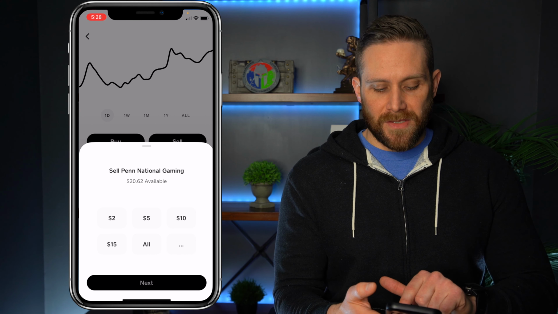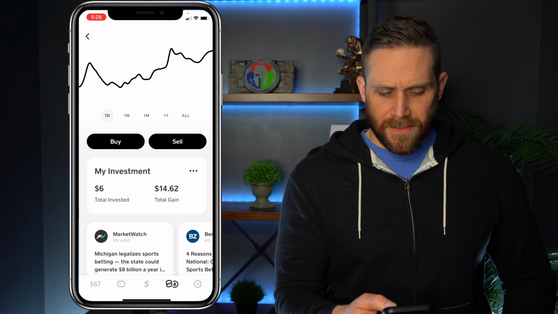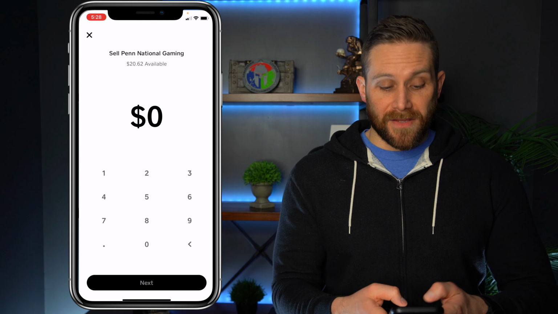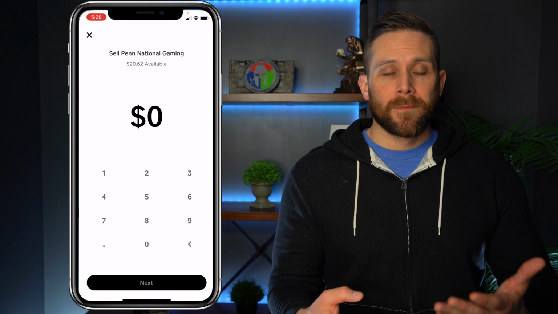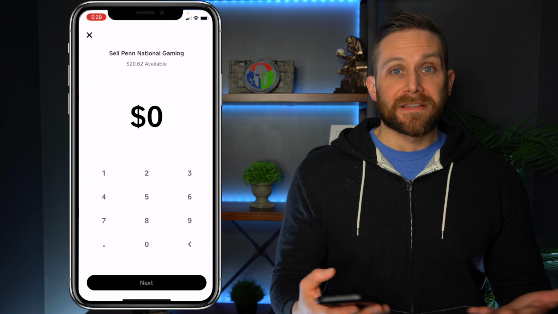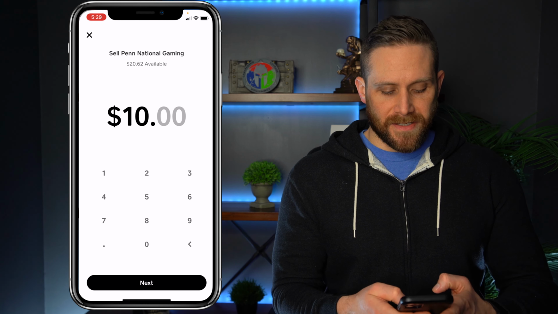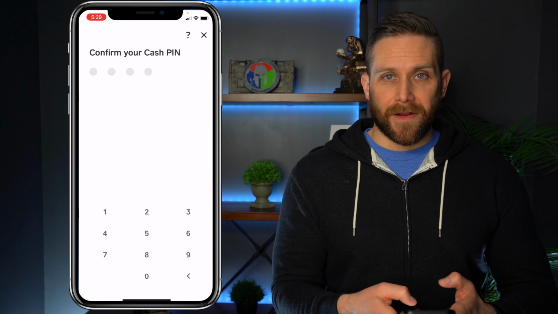So we're going to go ahead and hit the 3 dots on there at the bottom right. Whoops, it didn't work. Let me hit sell again. Okay, hit that again. There we go. Okay, now this is where we can manually type in the full dollar amount, or if you want to put in a fraction of a dollar as well. So we could do like $10.62. So actually, let's do that, $10.62. Okay, then we're going to hit next, confirm our PIN.